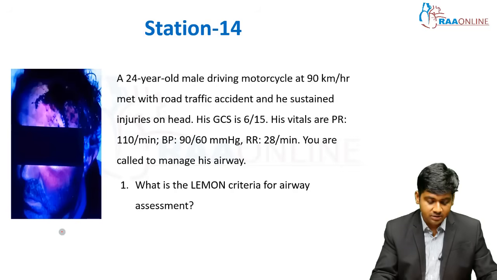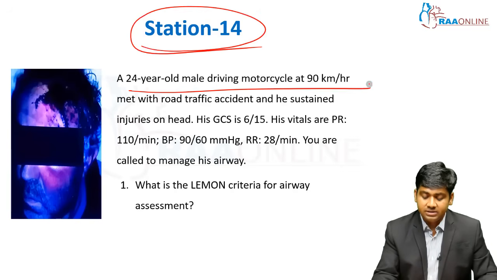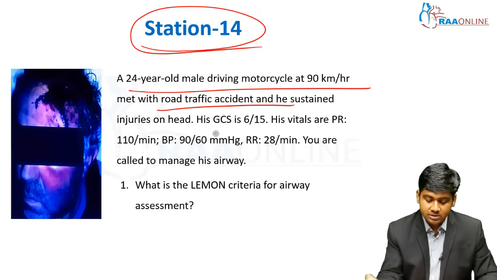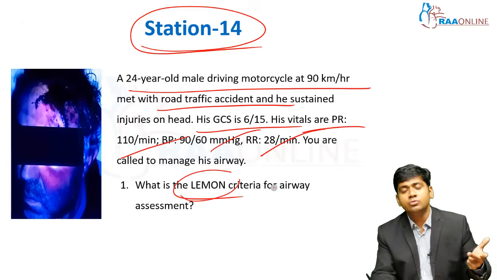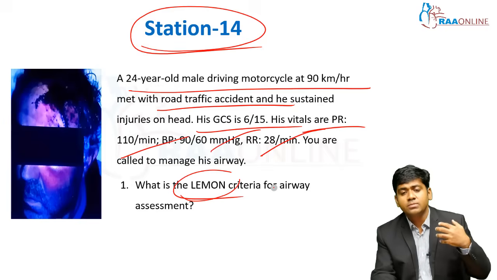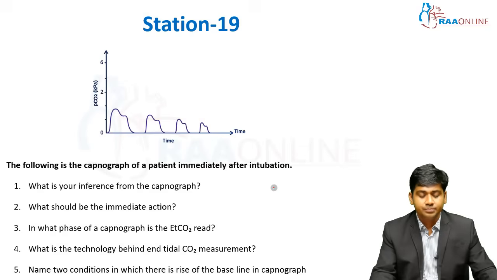So, these are the triangle of safety. A 25-year-old male driving a motorcycle at the speed of 90 km per hour, RTA, GCS 6 by 15, pulse rate 110, BP 90 by 60, respiratory rate 28. The patient has a severe head injury right now. What is the LEMON criteria? Look externally, evaluate 3-3-2, M for Mallampati reading, O for obstructed symptoms like breathlessness, and N for neck mobility. So, this is the LEMON criteria we have discussed in the airway evaluations.